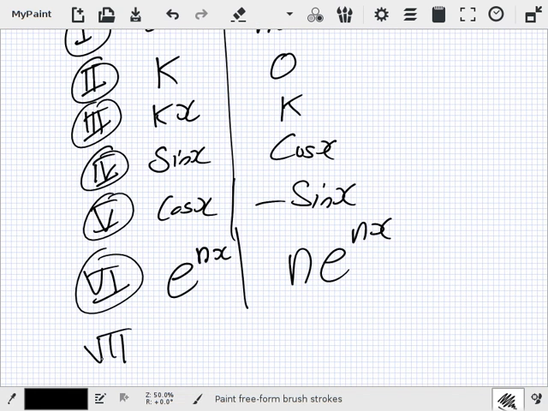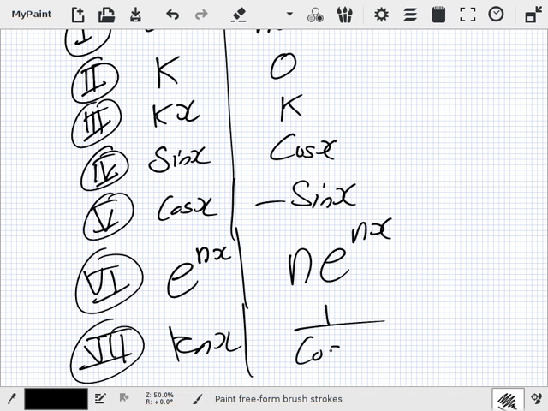Oh, sorry, I skipped tan, didn't I? Does anyone know the derivative of tan x? 1 over cos squared x. Yeah. Secant squared.